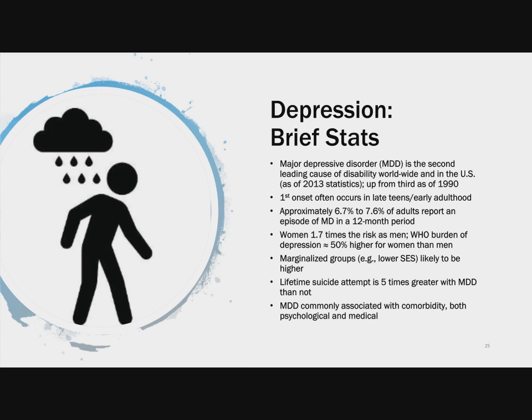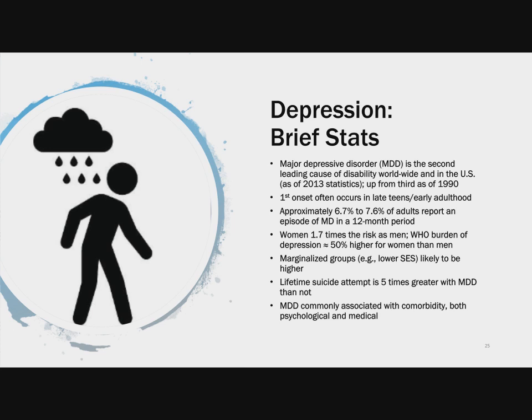As all of you know, in terms of adult depression, major depressive disorder is the second leading cause of disability worldwide. Looking at the 2013 statistics, it had been up from the third leading cause as of the statistics in 1990. The first onset of major depressive disorder usually occurs in late teens or early adulthood. Approximately 7 to 7.5% of adults report an episode of major depression within a 12-month period. Unfortunately, there is a huge sex differential. Women are almost twice, 1.7 times, as likely to be depressed as men. And the World Health Organization talked about the burden of depression being approximately 50% higher for women than for men.